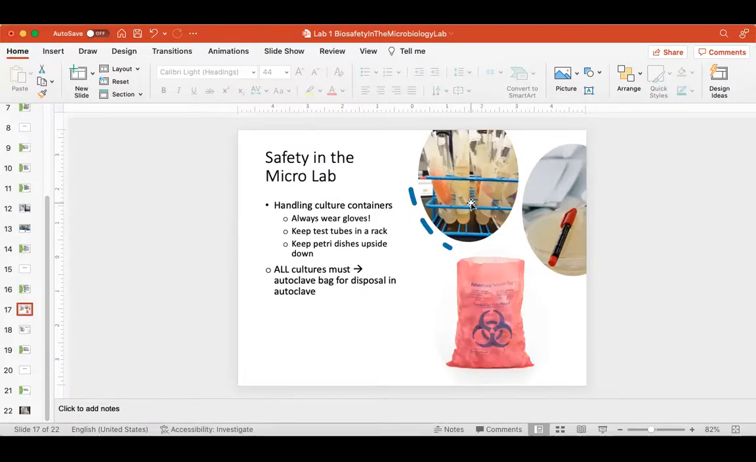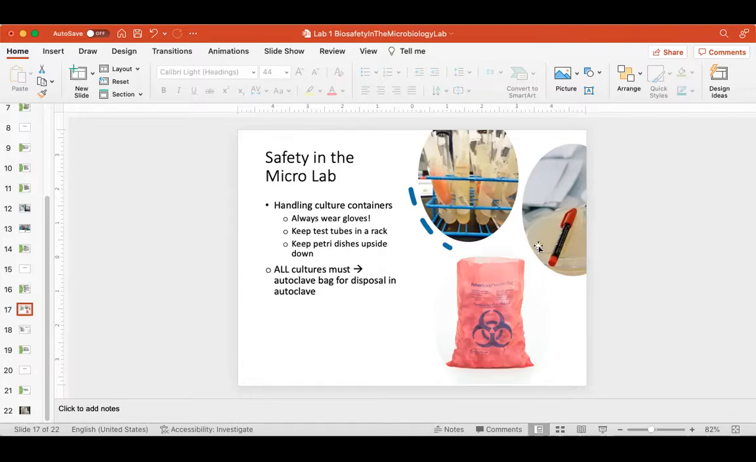We must never, ever handle a culture container like a dish or a test tube unless we're wearing gloves. We always want to keep our test tubes upright in a rack so that they can't accidentally spill. We always want to keep our petri dishes closed unless we are specifically needing to touch the microbes. Here's something else that I'll mention today, but we'll be talking about it again and again this summer.